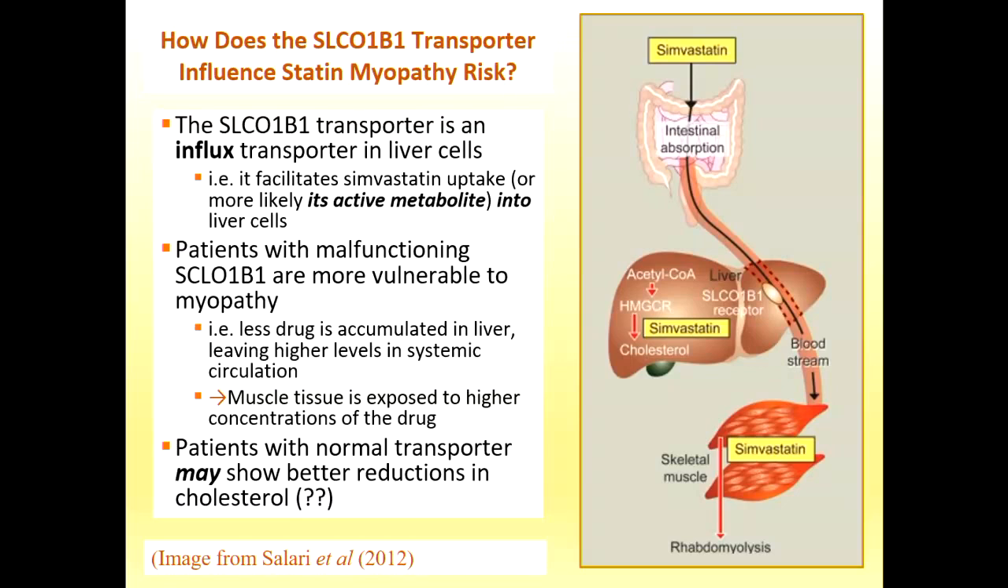Now you might think that people with this variant form of the transporter might also lack as good a clinical response to the drug, because the target of action for a statin is cholesterol biosynthesis in the liver. You're wanting to shut it down in the liver, but from what I can tell, it doesn't have a major impact on the clinical response to simvastatin and other statins, your SLCO1B1 genotype. I don't know why that is. It's a little bit confusing.